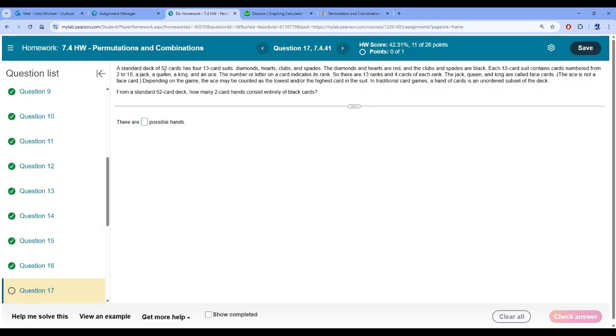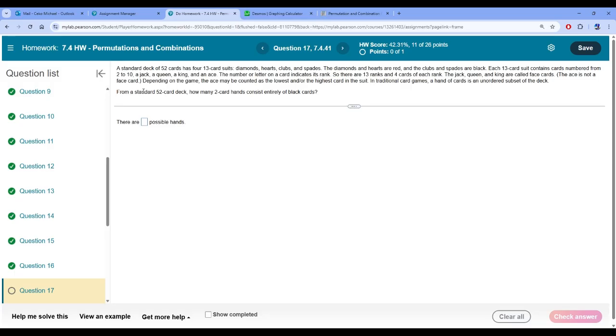A standard deck of 52 cards has four 13-card suits. The diamonds and the hearts are red, the clubs and spades are black. Each 13-card suit has numbers from 2 to 10, a jack, a queen, a king, and an ace. So there are 13 ranks of 4 cards.